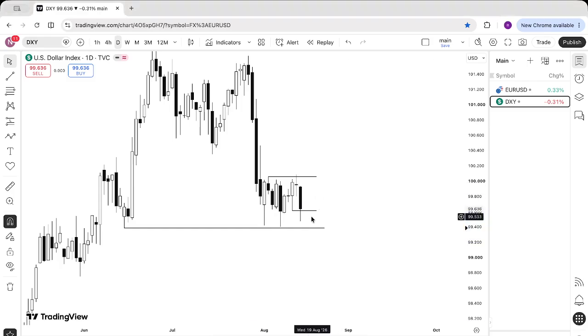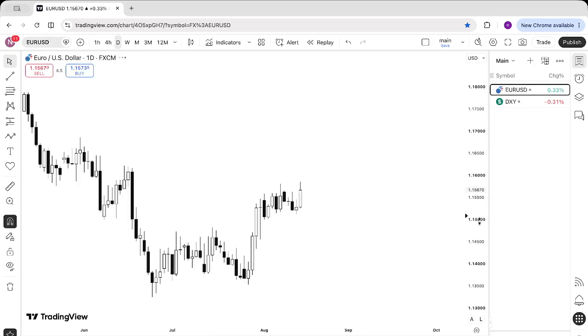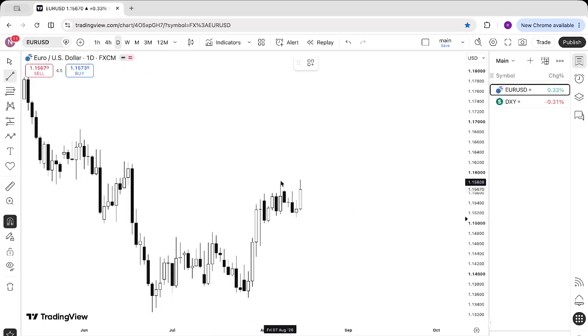Scenario two is that this low rejects and we have one more sweep like this. And if we have one more sweep like this, then I would expect euro, again, notice euro rejected this high as of now, I would expect euro to dip into this weekly gap one more time, if that is the case. So those are the two possible outcomes I see in current price action.